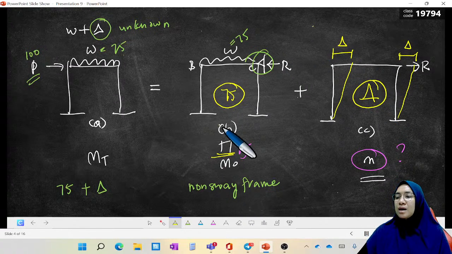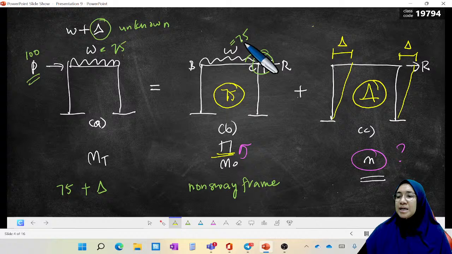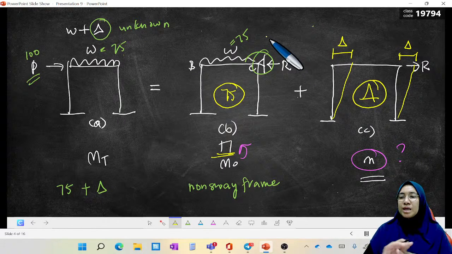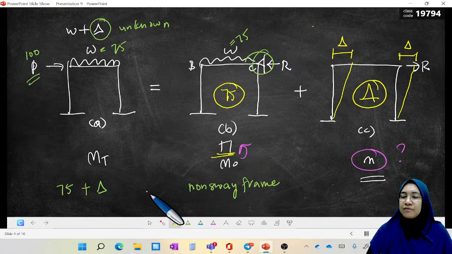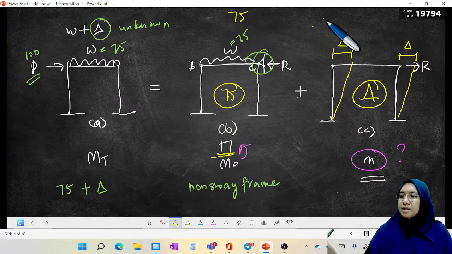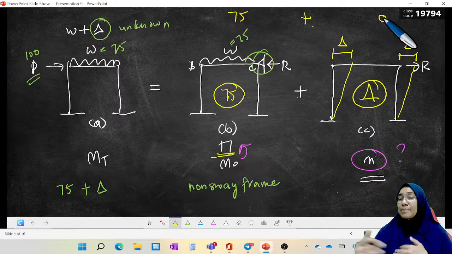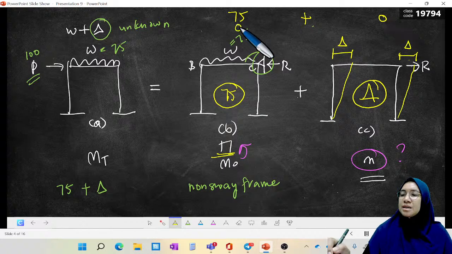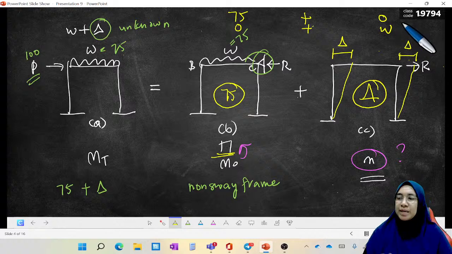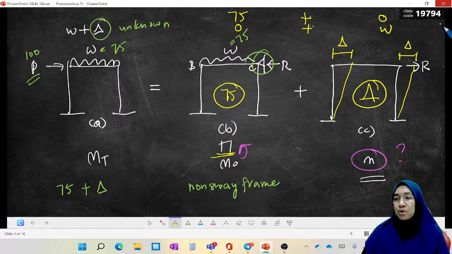By applying the principle of superposition, it is 75 plus delta. It is actually W plus... Okay, we separate between these things. It is 75 plus 0, because we need to separate it, and it is 0 plus W. So 75 plus 0 and 0 plus W.